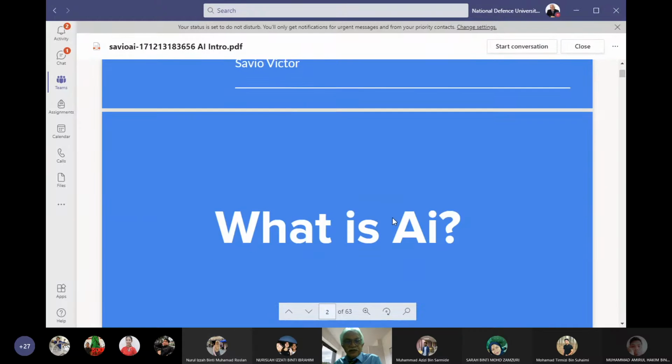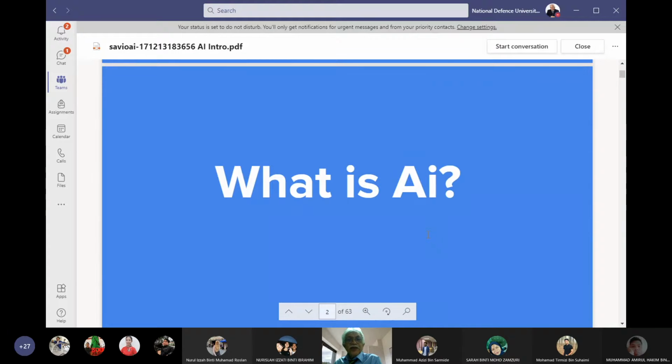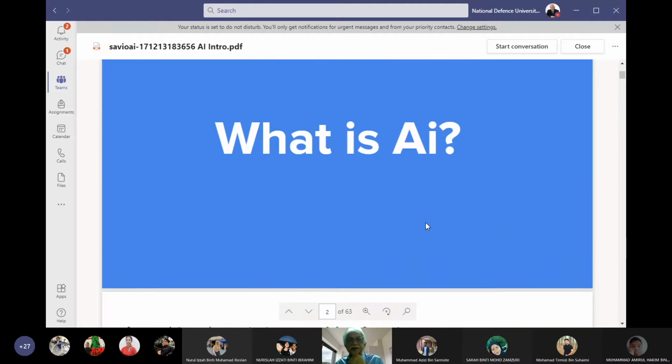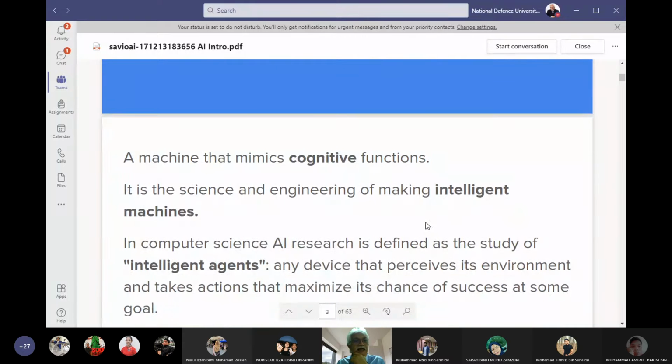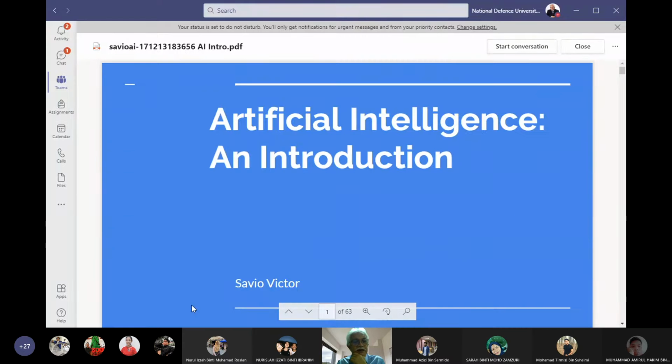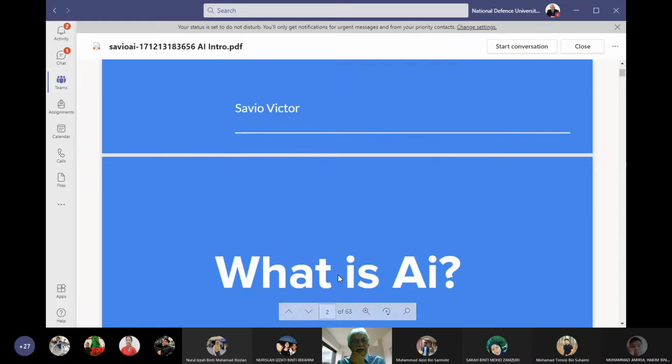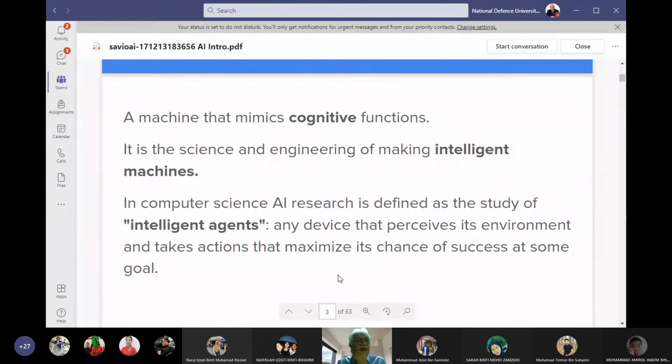Okay, an introduction to AI. So what is AI? Okay, definition of AI. Briefly, let me see what the note says. By the way, this note is written by Sergio Vita. He says here, a machine that mimics cognitive function. That means it's artificial intelligence. It's not real intelligence, it's artificial.